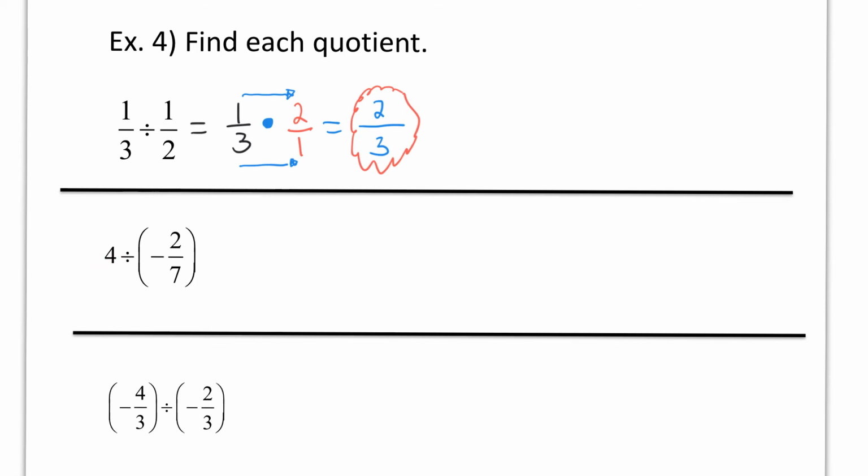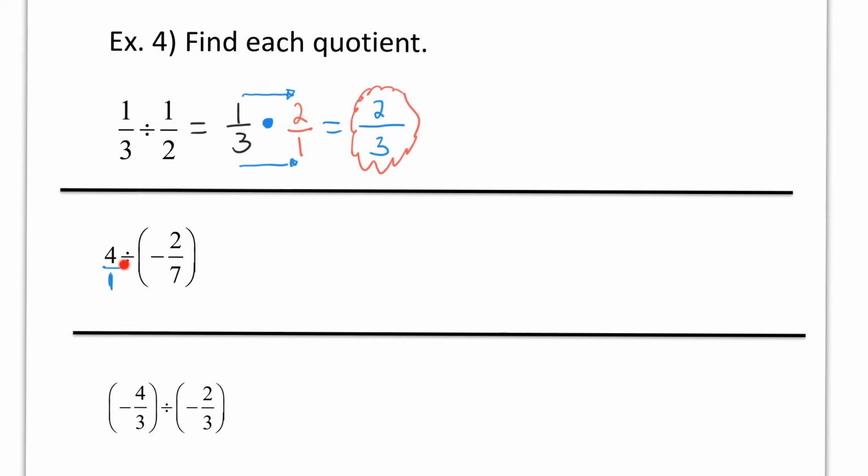4 divided by negative 2 over 7. So first of all, when you divide, multiply, add or subtract fractions, everything has to be a fraction. This 4 is not a fraction, so I need to make it a fraction. I put a 1 under the 4. That's how you make a whole number a fraction. Just put a 1 under.